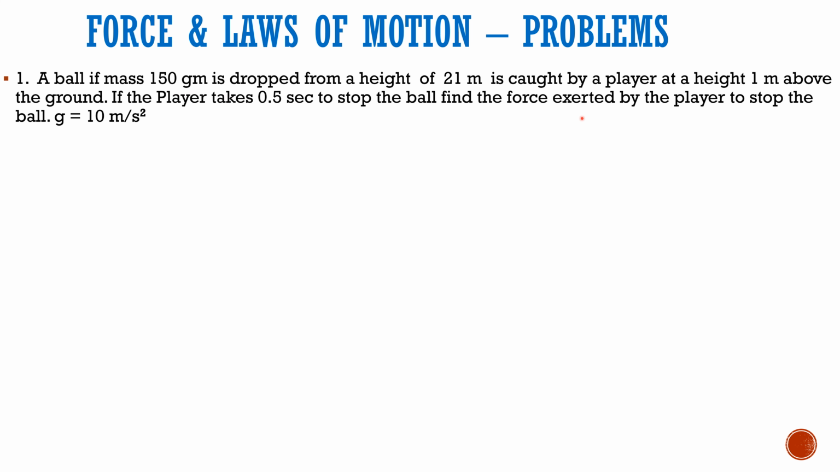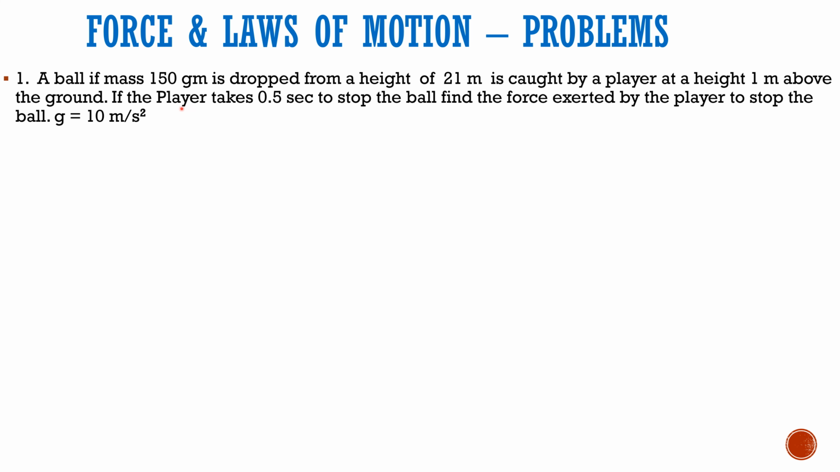21 meter is the height from where the ball is dropped. So the total h we can call it as 21 meter. And where it is caught is 1 meter above the ground. So basically it has traveled 21 minus 1, 20 meters during this span to reach the player, and then the player takes 0.5 seconds to stop the ball. So basically we need to find out the total force that is exerted.